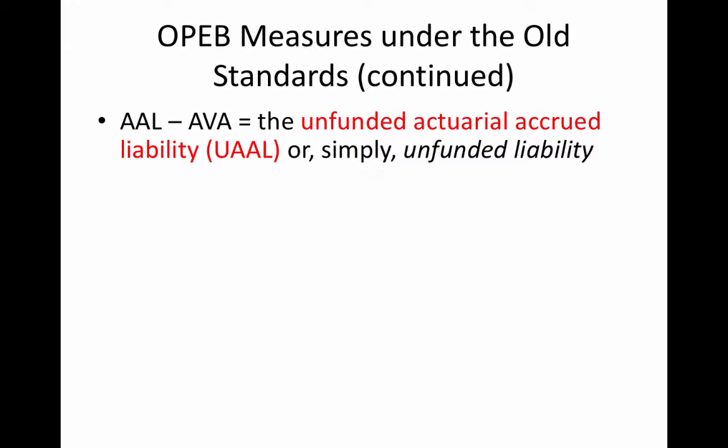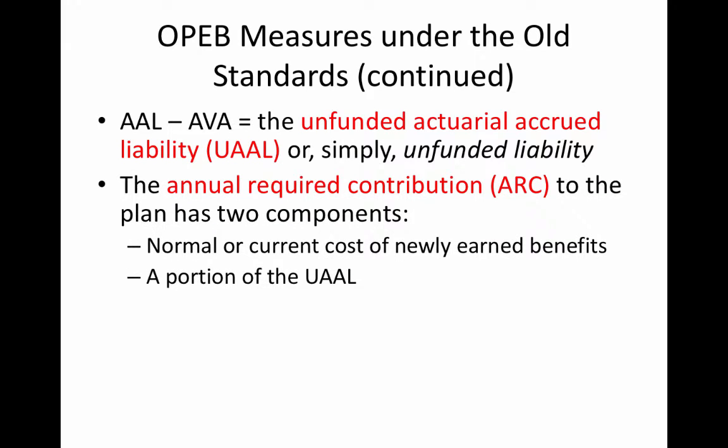The difference between these two is the unfunded actuarial accrued liability, or simply the unfunded liability, or UAAL, and that number was not recognized on the face of the financial statements like the net pension or net OPEB liability is. It was disclosed in the notes to the financial statements.